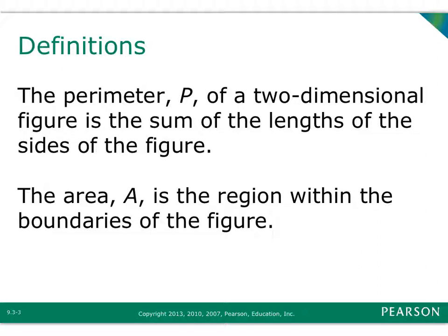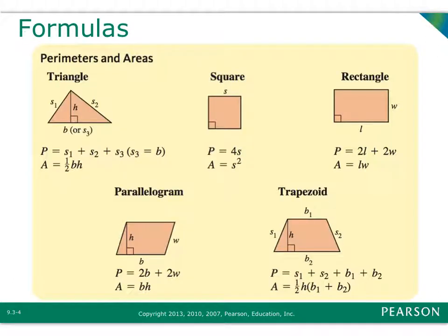The perimeter P of a two-dimensional figure is the sum of the lengths of the sides of the figure. The area, A, is the region within the boundaries of the figure. Here are some typical formulas for the areas and perimeters of several geometric shapes.